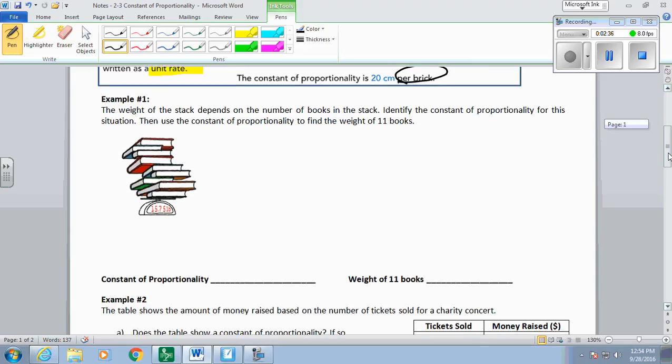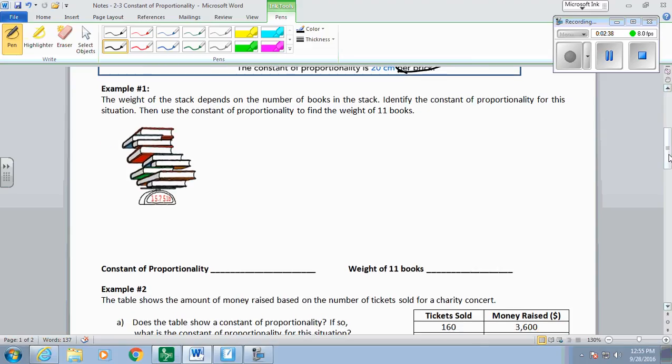So example number 1 states the weight of the stack depends on the number of books in the stack. Obviously, if you have more books, the heavier the stack, fewer books, the lighter the stack. They would like us to identify the constant of proportionality for this situation, and then use it to find the weight of 11 books. So this is very similar to what we've already been practicing in topic 1. They want us to find the weight per book, because the weight per book would be the constant of proportionality.